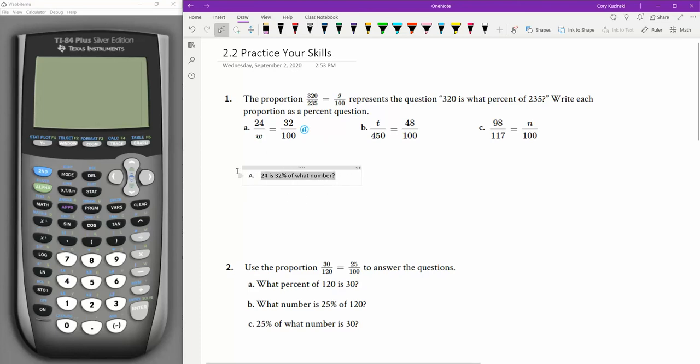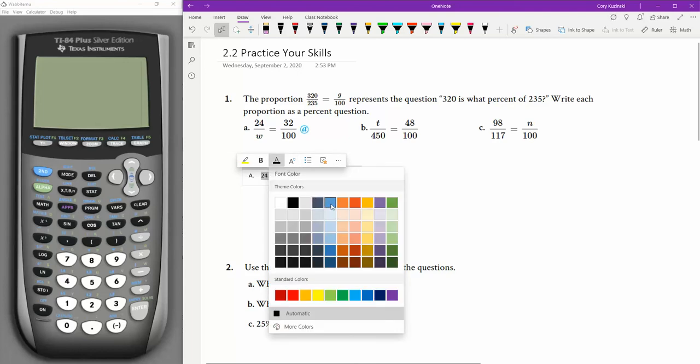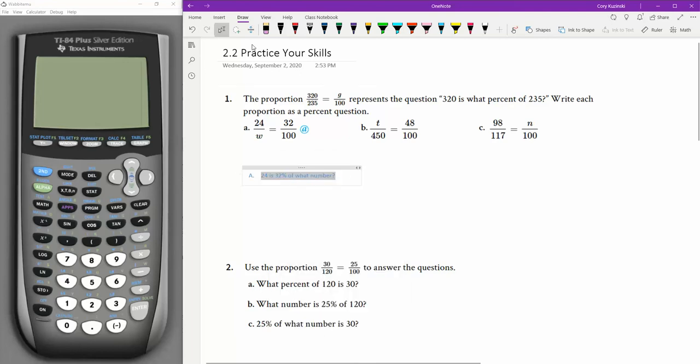Let's make it a little bigger here. Make it a different color and make it a little bit bigger. Can I make it bigger? There we go. 16. I think that'll work. All right. Let's keep going here.